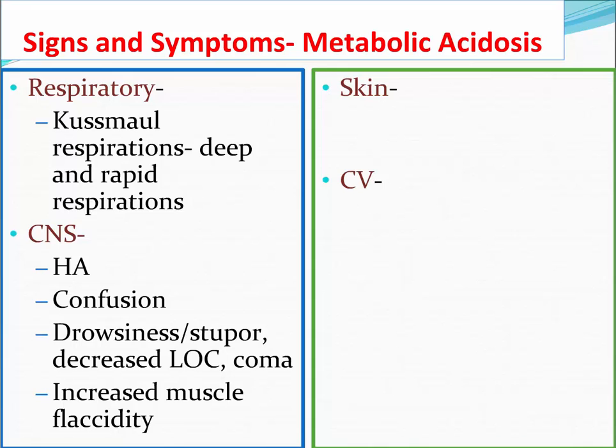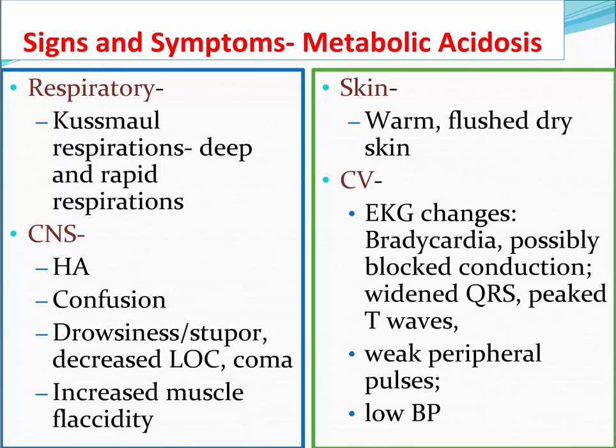And if you recall, the potassium is elevated in this, and a symptom of elevated potassium is muscle weakness. So you may see that in this client also. So you could see increased muscle flaccidity or weakness. If there are skin changes, they will appear warm, flushed, and dry.